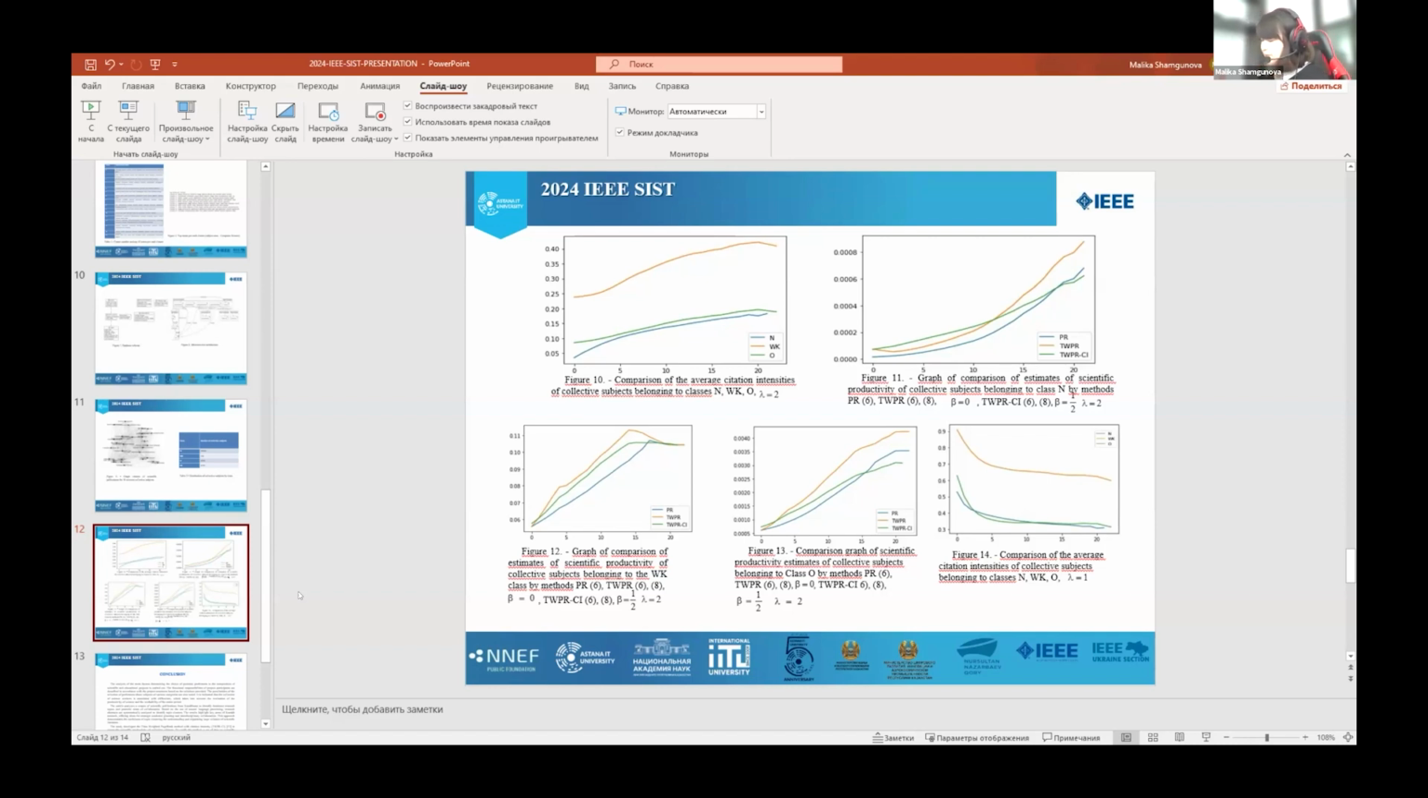research papers being published from 2000 to 2021. And the y-axis represents the scientific productivity, which includes factors such as citations per paper, impact factor, and so on.